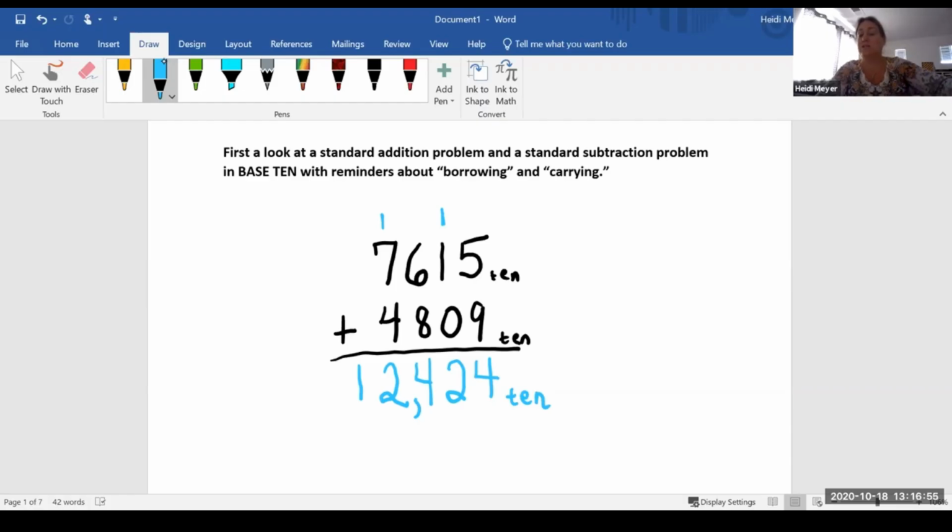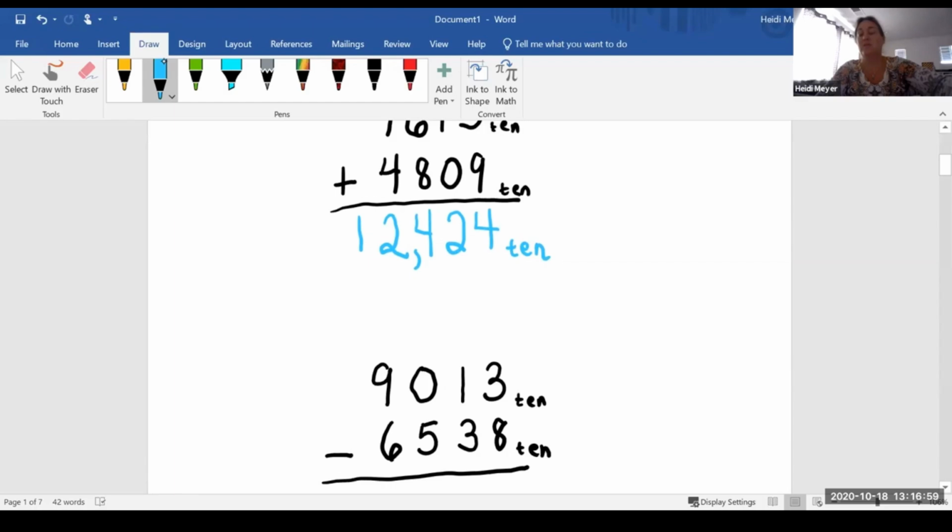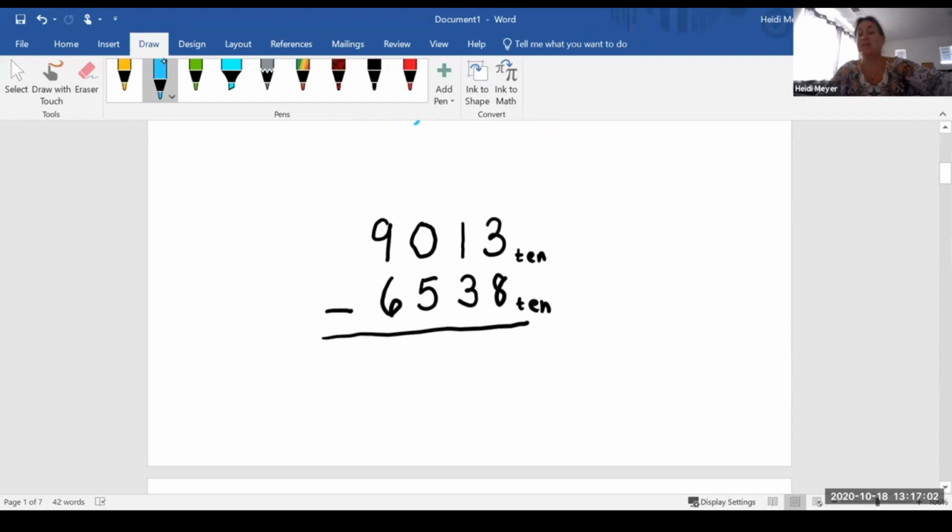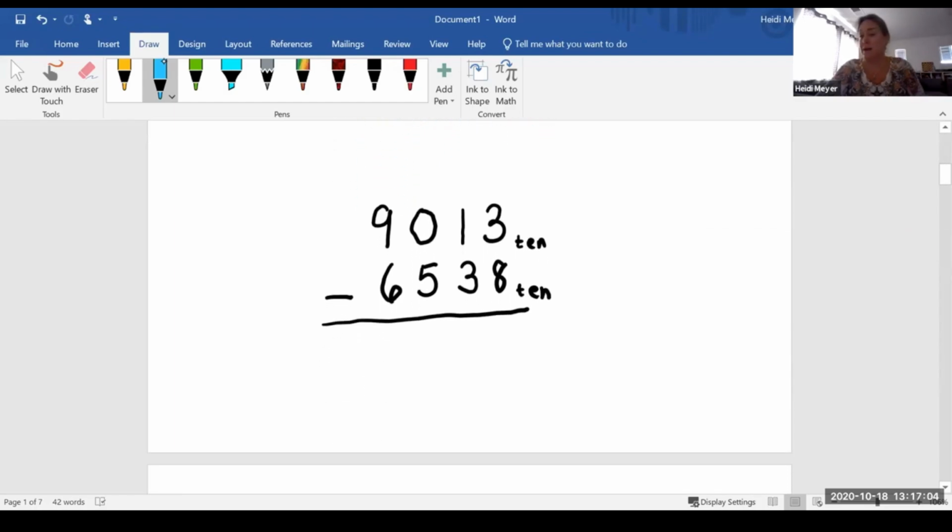So we'll take a look also at subtraction. Remember that because these are pre-recorded, you can pause at any time, or you can go back at any time if you need to slow something down or review something.